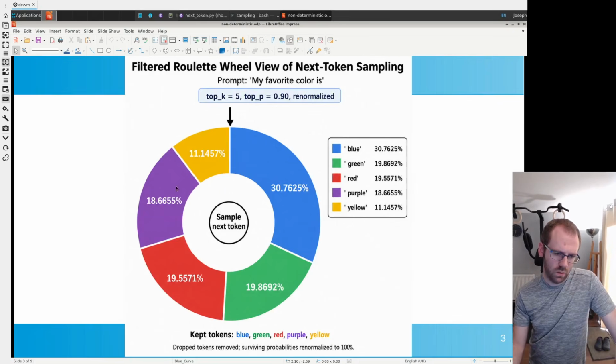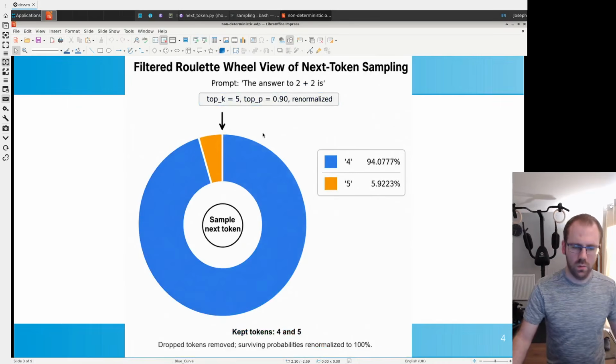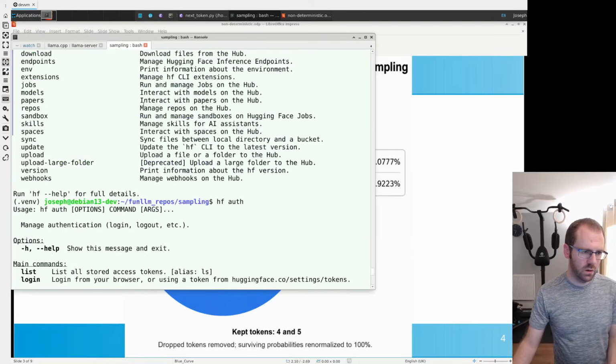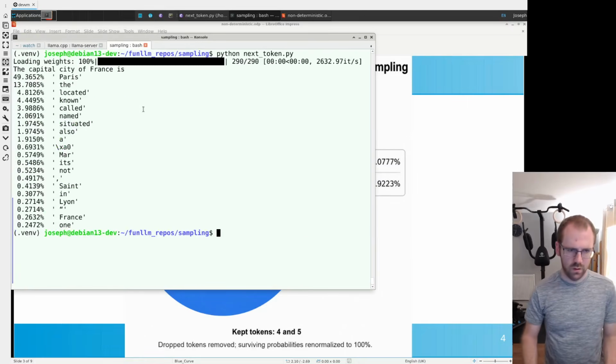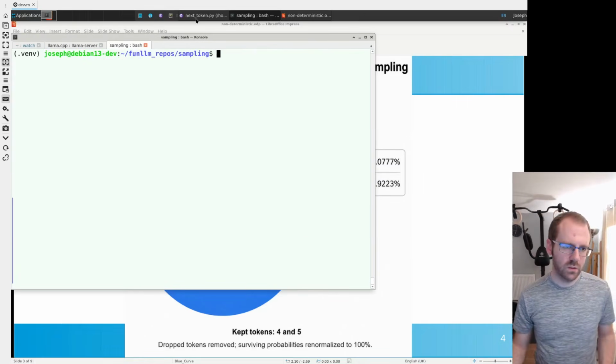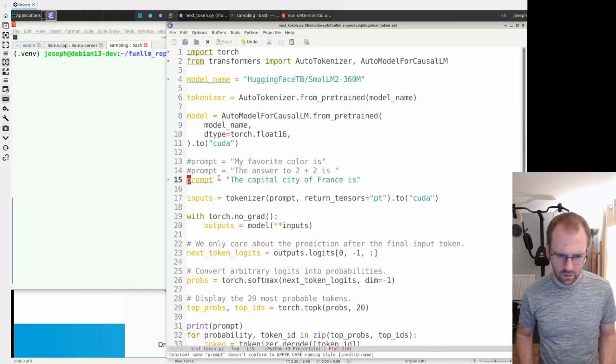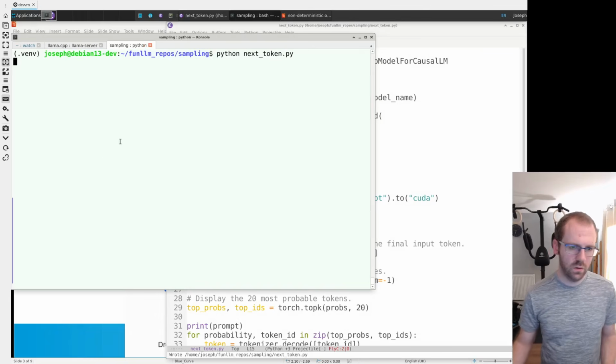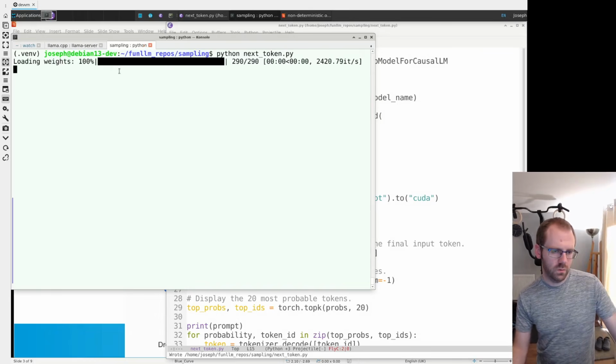So yeah, this is what it will look like for a flat probability distribution. And here's the peak probability distribution. So here the top P has filtered out most of the options, because if we just scroll back up, oh, I cleared it in there. But basically, most of the options had a lower probability than 10% of the most likely token. So it's filtered them out.